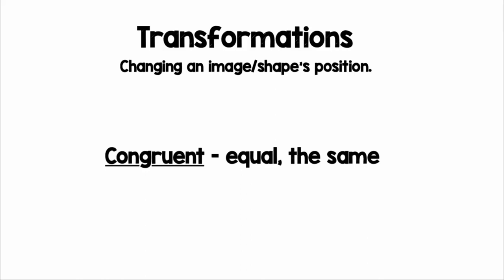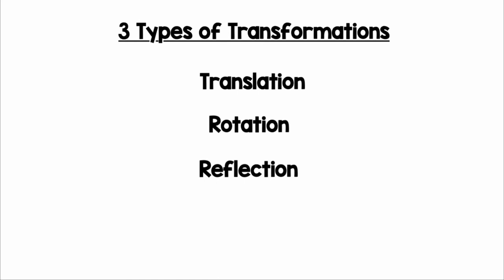This video is all about transformations, which is just changing an image or shape's position. One thing that we really need to know before we get into what transformations are is the vocabulary word congruent. Congruent means equal or the same. There are three types of transformations: translation, rotation, and reflection.